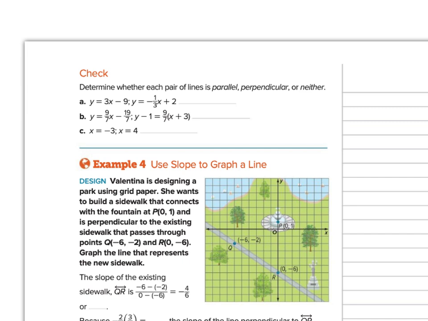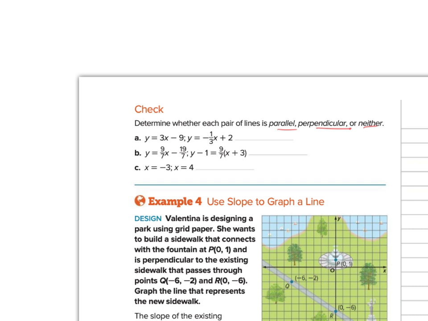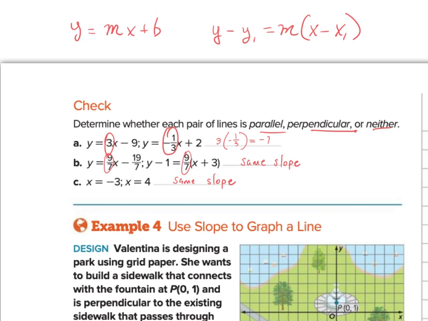So here we have: determine whether each pair of lines are parallel, perpendicular, or neither. Again, being able to use my equations of a line. I have slope-intercept form, y equals mx plus b, and point-slope form, which is y minus y1 is equal to m, or slope, times x minus x1. So making that determination.